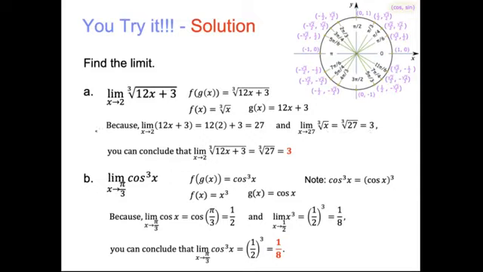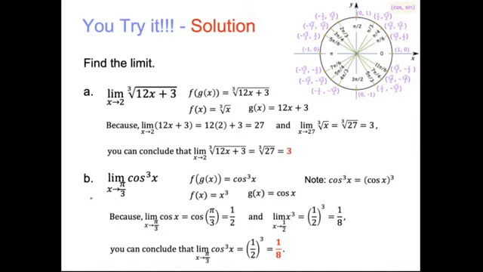So then we can apply Theorem 1.5, and we can say that because the limit as x approaches 2 of 12x plus 3 equals 27, and the limit as x approaches 27 of the cube root of x is equal to 3, you can conclude that the limit as x approaches 2 of the cube root of 12x plus 3 is equal to the cube root of 27, which is equal to 3.